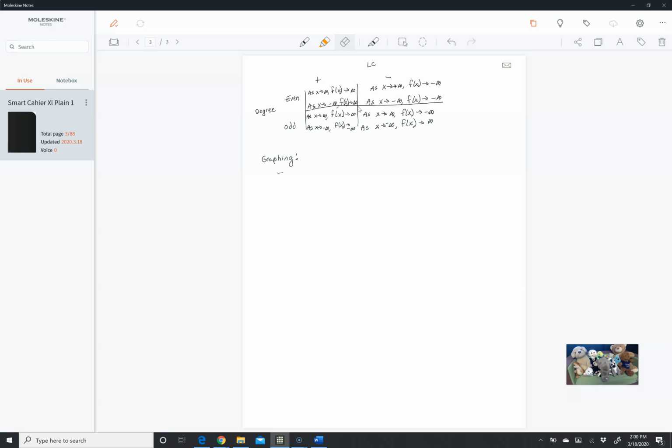So we look at the end behavior. We look at the zeros or the roots. Remember, these are interchangeable. And we look at the multiplicities of those roots, which I will explain. We did not talk about this yet.